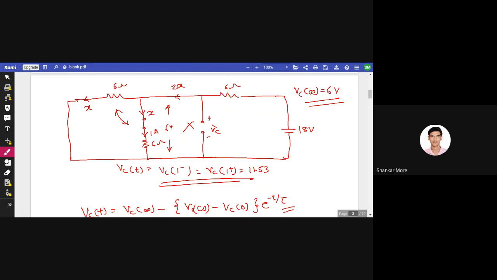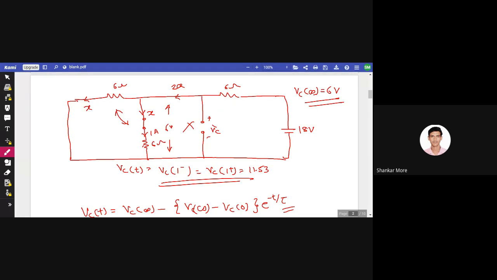What shall be the R equivalent? Now जो 18 वोल्ट का वोल्टेज सोर्स है ना, उसे शॉर्ट कर दो. We don't need that anymore. Okay, 18 वोल्ट का जो वोल्टेज सोर्स है उसे शॉर्ट कर दो and just find out the equivalent resistance across the open terminals.